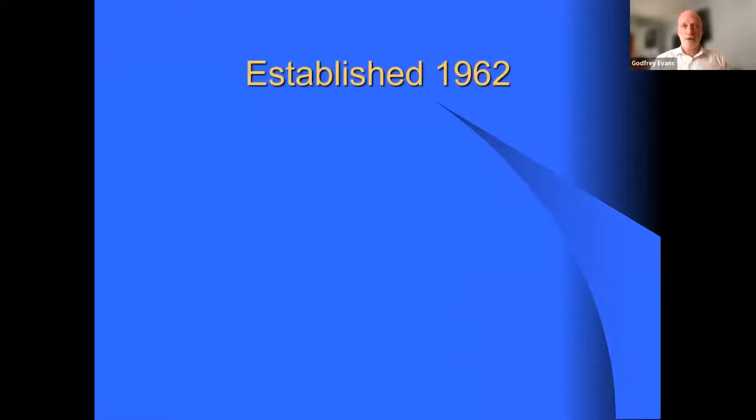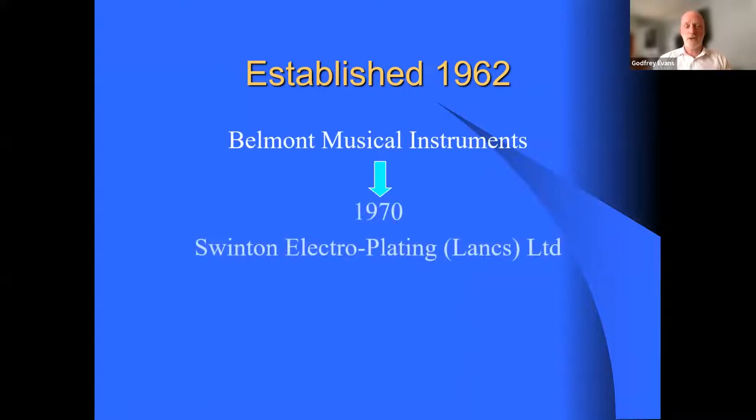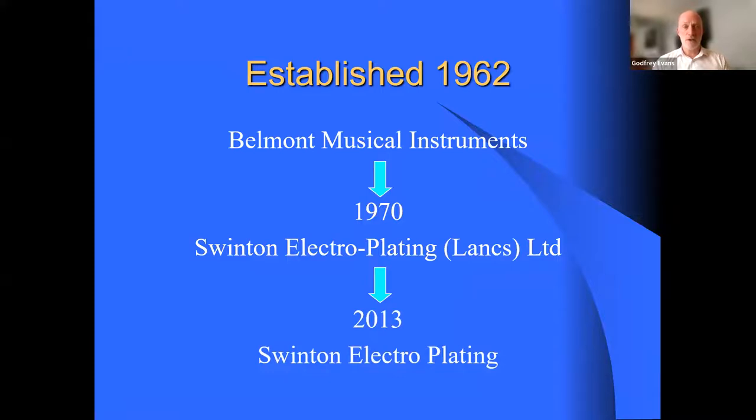So the original company was established in 1962, Belmont Musical Instruments. As the name suggests, it was trombones and trumpets, and then swiftly moved on to industrial coatings, starting with hard chrome plating. This is used extensively in all different types of machine components. As the name suggests, it's very hard. It's long lasting in terms of abrasive wear and can be used for many, many different things.